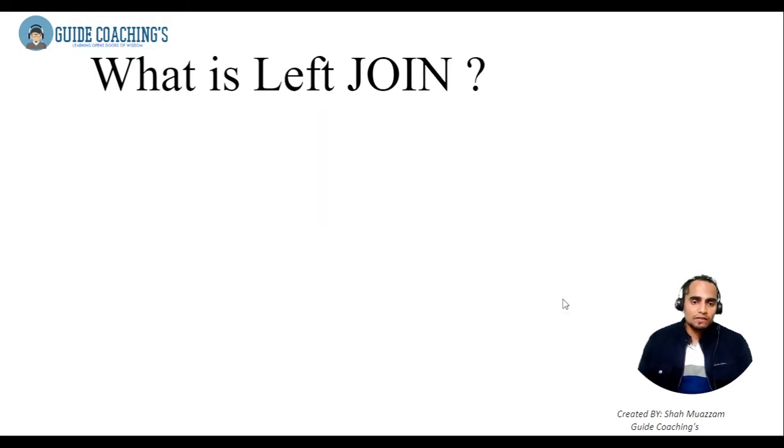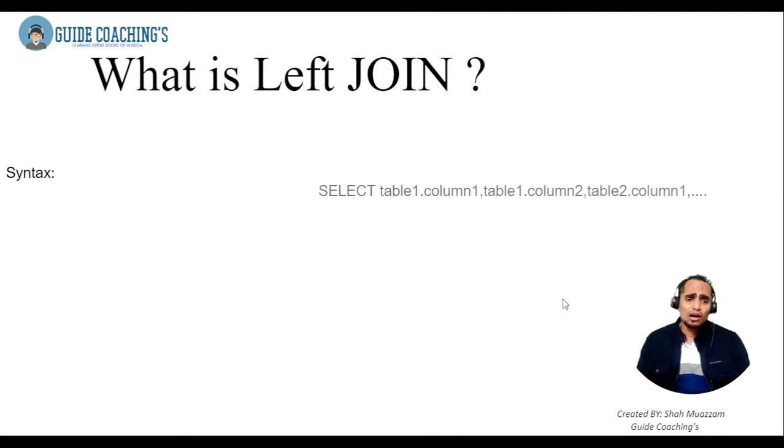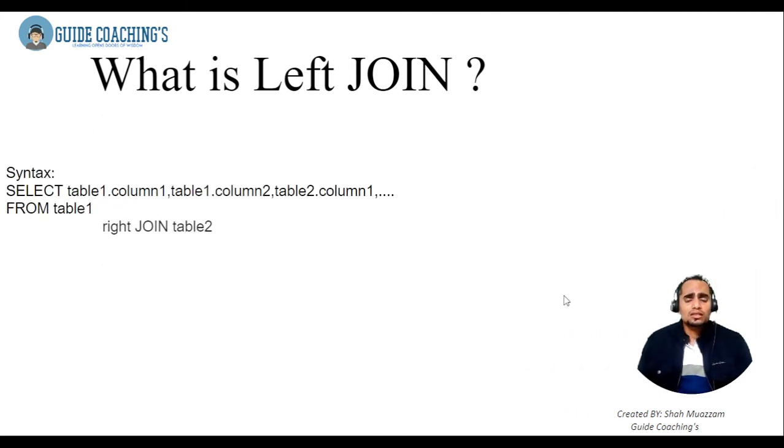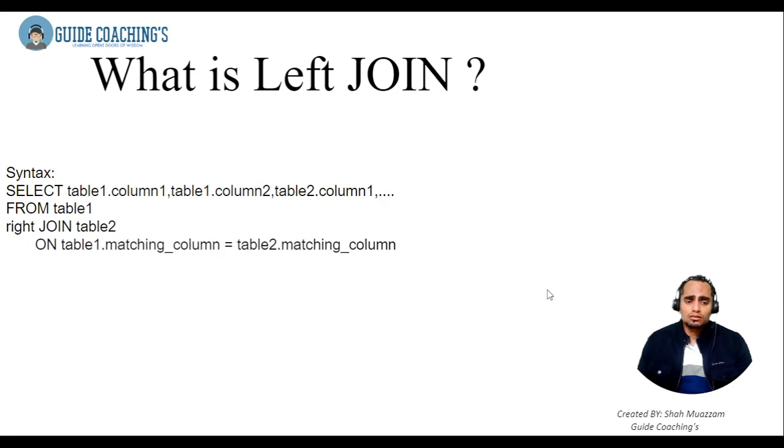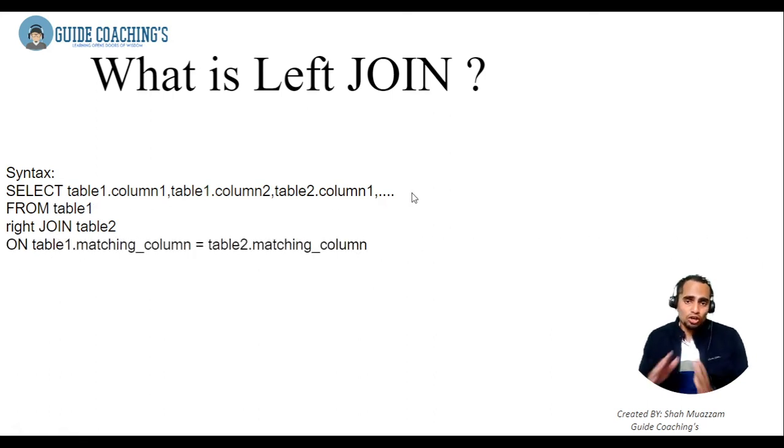Now I will see how the syntax looks. The syntax will be the same. We write select, and then the column names, whatever columns we want from table A and table B. Then we write table 1 right join table 2, where the right join is given between the two tables.